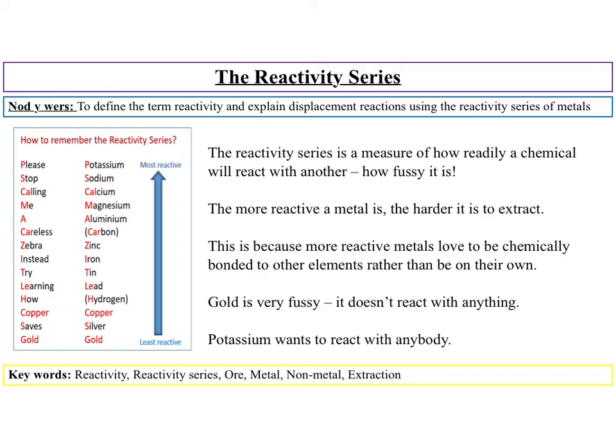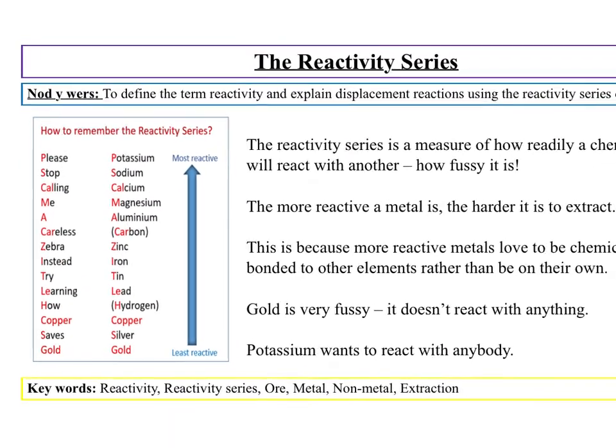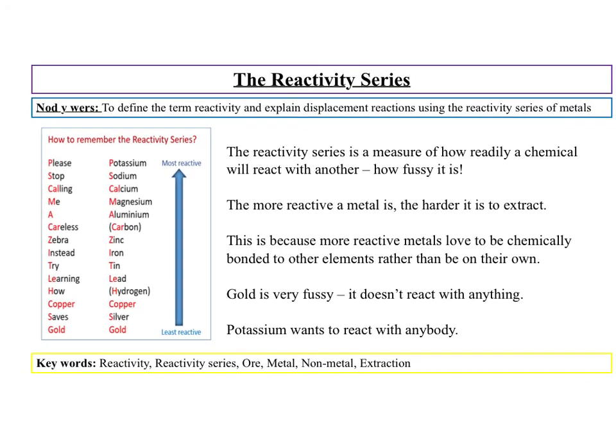So this is the reactivity series again. We've done a little bit of this when it came to metals and in the acids and bases topic. So like we've just discussed, reactivity is a measure of how readily a compound will react with another. Okay, how fussy it is. The ones at the top are really reactive. So potassium, sodium, they're in group 1. We did them last year and how they can't really even be stored in air because they react. So the more reactive a metal is, the harder it is to extract. So it doesn't like to be removed from its ore. It likes to be bonded. Okay, they love to be bonded to other elements rather than on their own. Gold is very fussy, so we'll write it down at the bottom. It doesn't react with anything, whereas potassium wants to react with everything, okay?